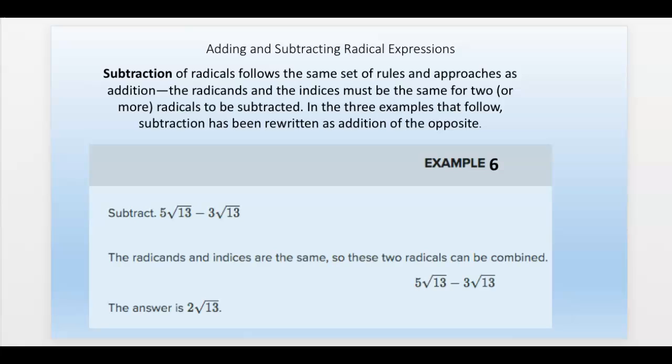Subtraction works the same way. It follows the same rules. I can subtract 5 times the square root of 13 minus 3 times the square root of 13. They're both square roots of 13, so I end up with two of them. Two square roots of 13.